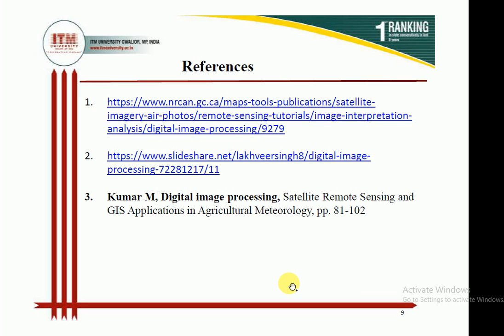So this is all about the processing of digital image. In the next lecture we will discuss how to interpret that particular result which we obtained with the help of imagery. Thank you.